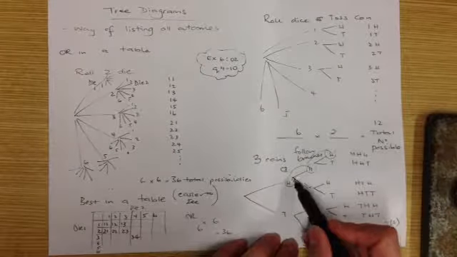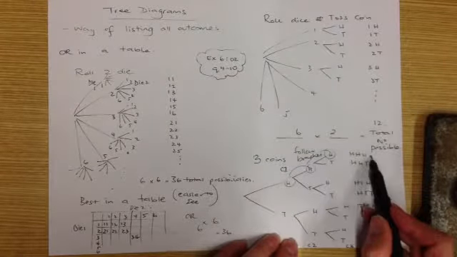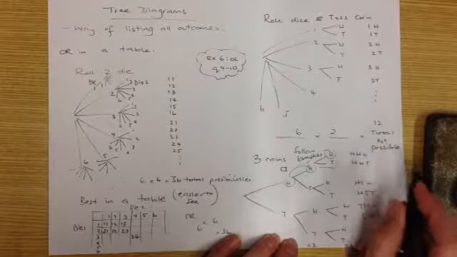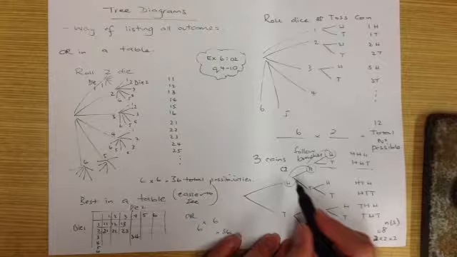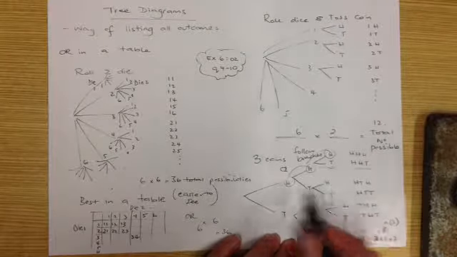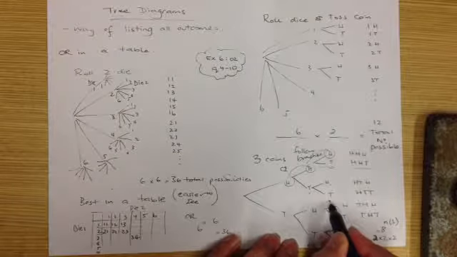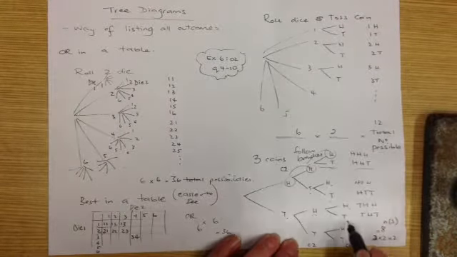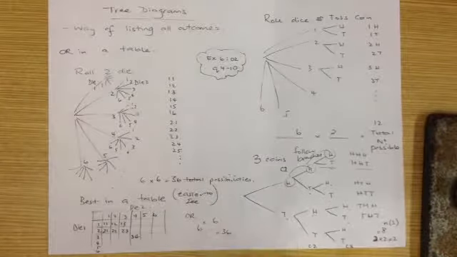So if I follow my branches, I've got a head with a head with a head, a head with a head with then a tail, gives me head, head, tail, a head, a tail, a head, a head, a tail, a tail, a tail, a head, a head, a tail, a head, and a tail, a tail. And we can list those down the side.